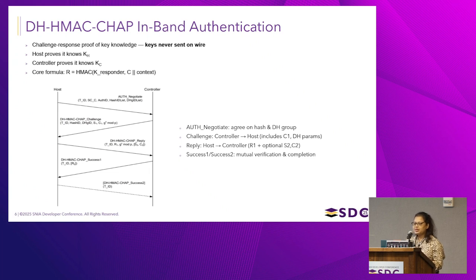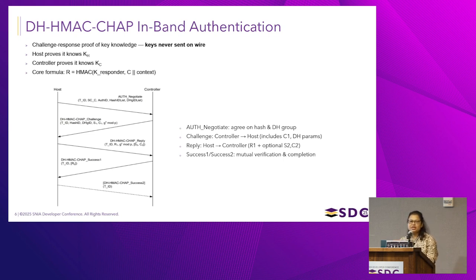CHAP is basically a challenge handshake authentication protocol. CHAP is enhanced in DH-HMAC-CHAP to use the hashed message authentication code, HMAC, mechanism, which comes with a stronger hash function. And it also optionally adds a Diffie-Hellman exchange, DH exchange, to further enhance the security by preventing eavesdropping attacks. So basically it adds an additional key exchange on top of the HMAC.